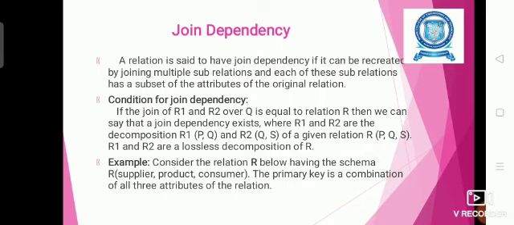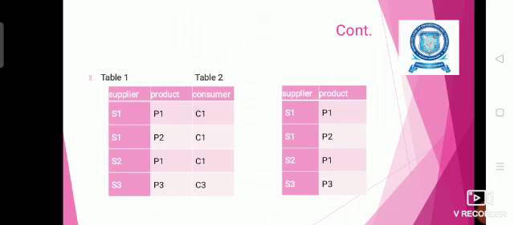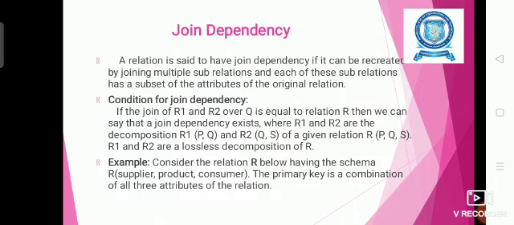But for the fifth normal form, for a relation to be in the fifth normal form, it should not have the joint dependency. Now we can see one relation. One relation has three attributes: supplier details, product details and consumer details. The primary key is the combination of all the three attributes of the relation.